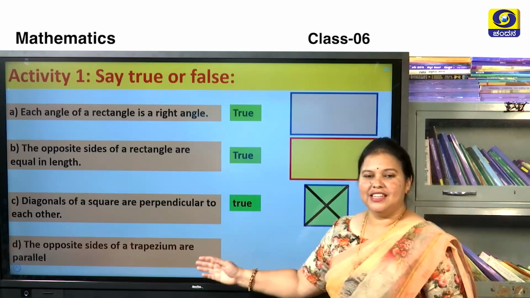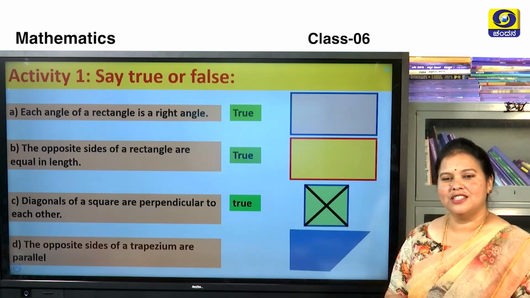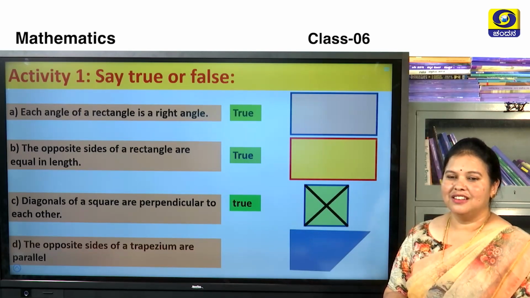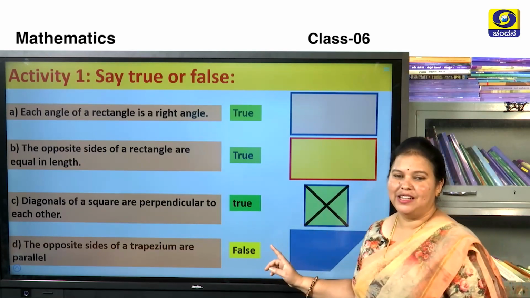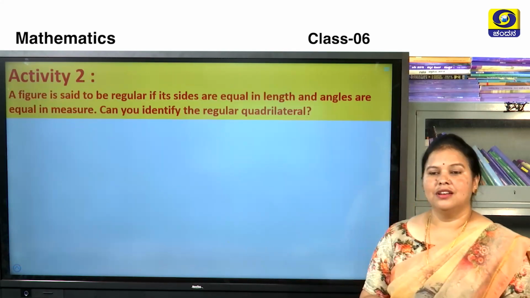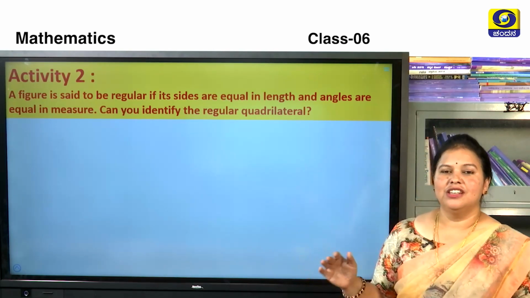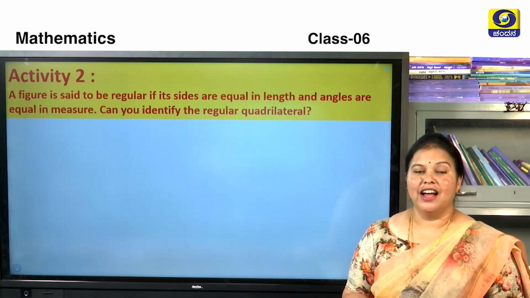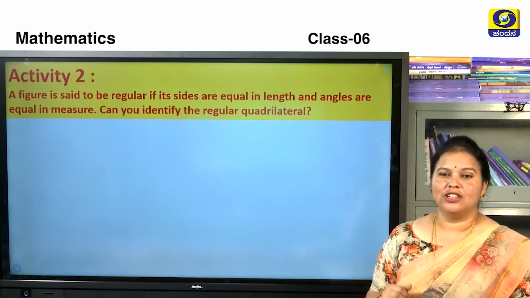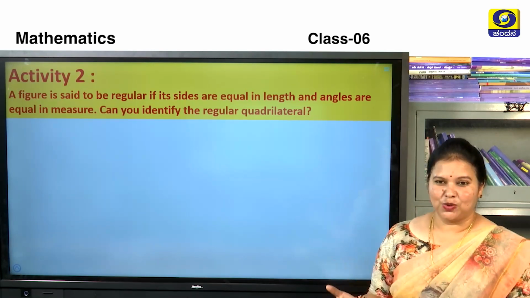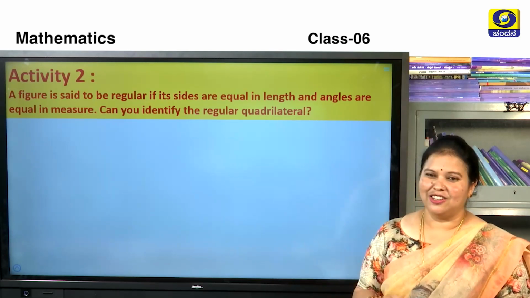The opposite sides of a trapezium are parallel. Is it true or false? Think. Yes, correct. It is false because only one pair of sides of a trapezium is parallel. Let's do another activity. A figure is said to be regular if its sides are equal in length and angles are equal in measure. Can you identify the regular quadrilateral? Is it a square, rectangle, rhombus, trapezium or parallelogram?